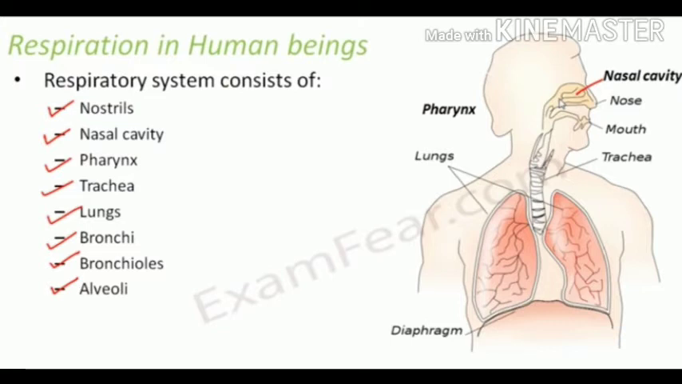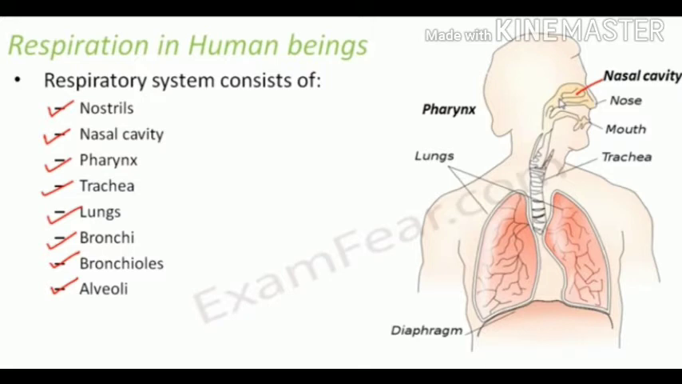Before that, let me introduce you to each of them. The number one is nostrils. Nostrils are nothing but the nose. So a nose, we have two nostrils. After that is the nasal cavity. The nostrils extend to the nasal cavity. After the nasal cavity comes the pharynx.